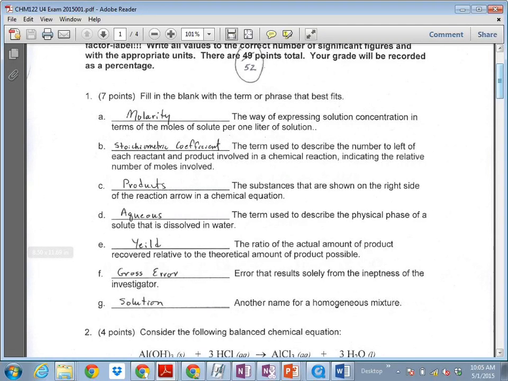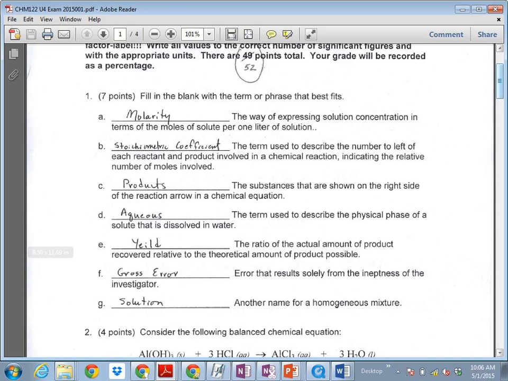You can see I was after molarity as solution concentration. That's moles of solute per liter of solution. Stoichiometric coefficient is that number to the left of the reactants or products that gives relative amounts, relative number of moles. Products are the substances that are shown on the right side of the reaction arrow.